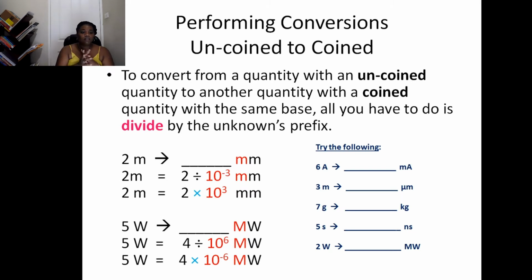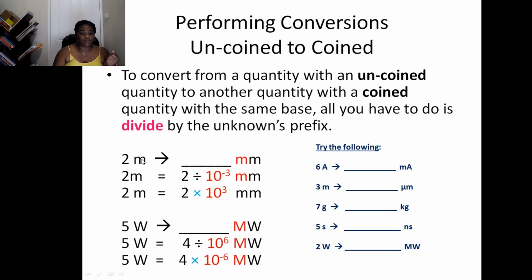Okay, so performing conversions, unprefixed to prefixed. To convert from a quantity with an unprefixed quantity to another quantity with a prefixed quantity with the same base, all you have to do is divide by the prefix. Yes, that was a lot of words, and you're probably like, what? Okay, so basically to go from unprefixed to prefixed with the same base. So the base meaning if you're going from meters to something meters, right? Like this one too, if you're going from watts to something watts. So basically the base must match for this to be true.